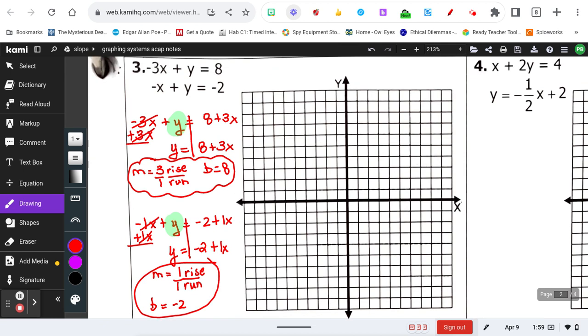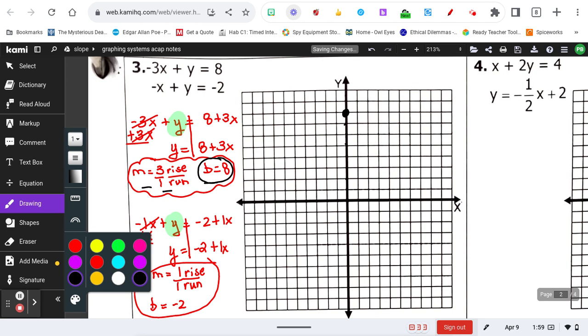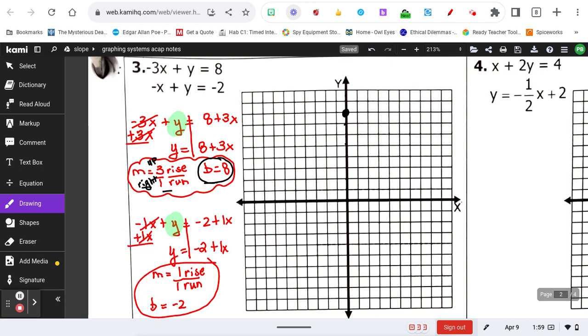All right, I'm going to start off by graphing the one at the top, this one. I'm going to begin at 8 on the y-axis. That's 8 on the y-axis. 1, 2, 3, 4, 5, 6, 7, 8. And this says I need to go up 3 and to the right 1. I don't have enough room to go up 3 and to the right. Can't go up 3. I'm going to run off the graph. So I'm going to reverse it.